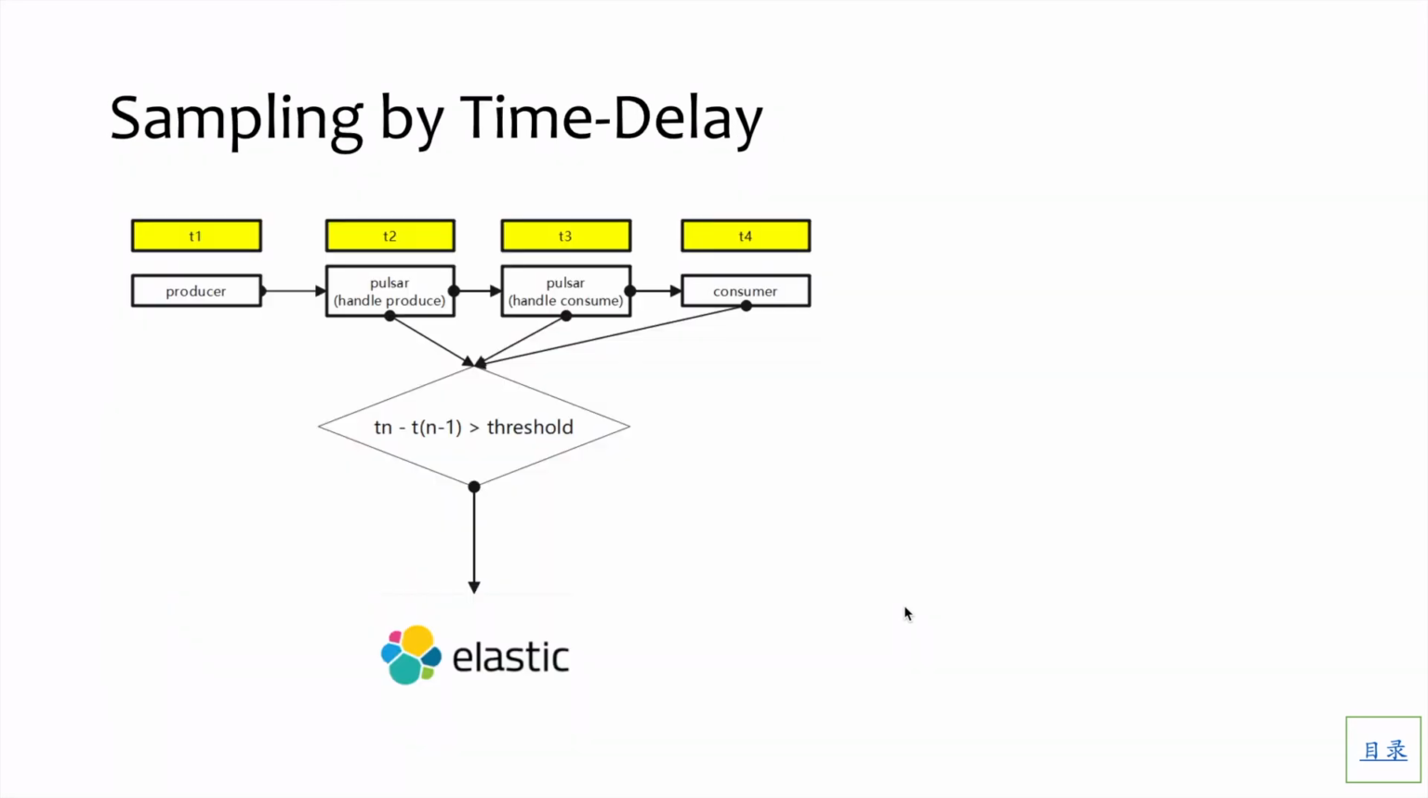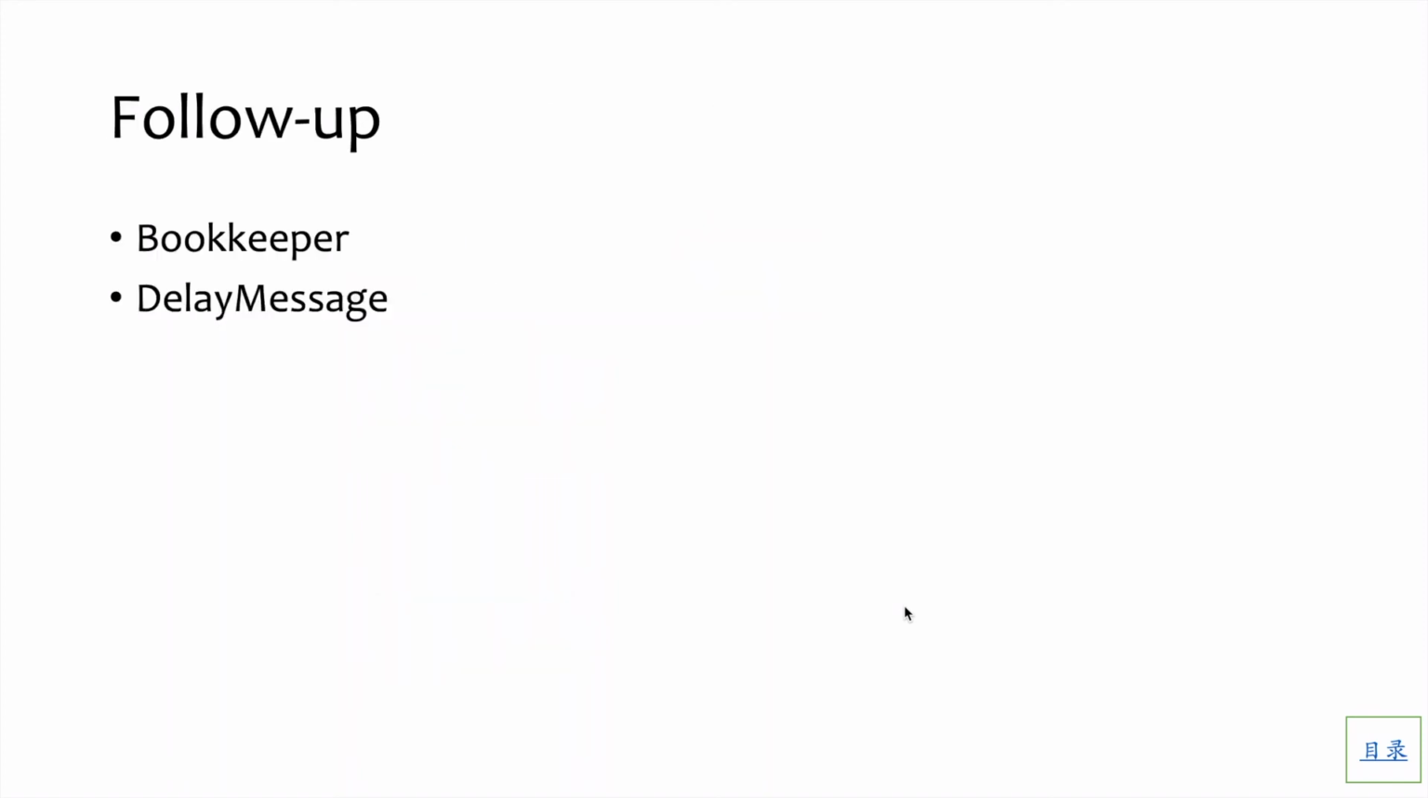Sampling tracking based on time delay is currently mainly implemented through log output. We carry the time information of the previous node on each node. Here, we can calculate the time difference between each node. If the time difference is greater than our threshold, then we print the log.